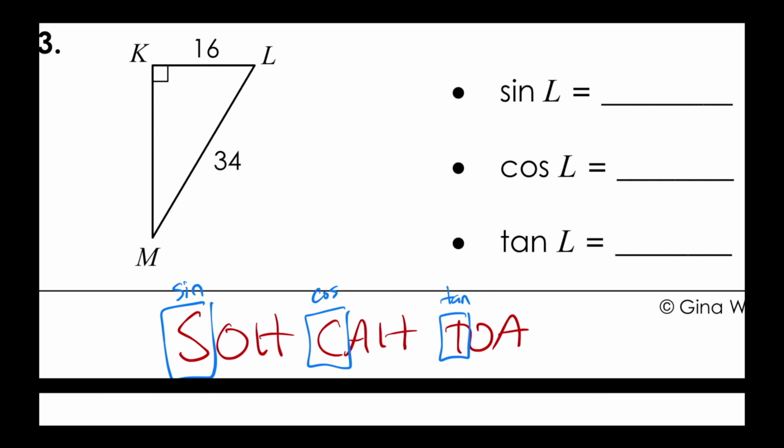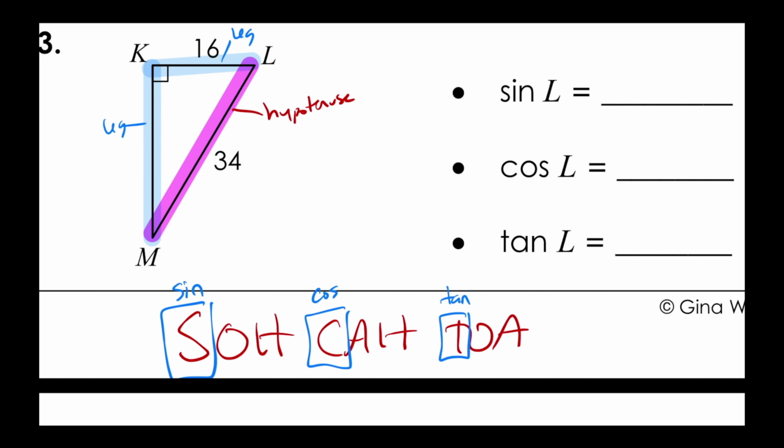Okay, so the first thing you need to do is identify the legs and identify the hypotenuse. The legs are the two sides that connect and make the right angle, and the long side is the hypotenuse. So these are your legs, and this is your hypotenuse.